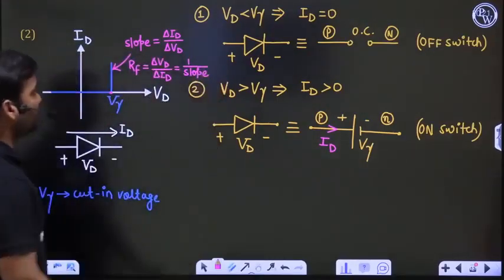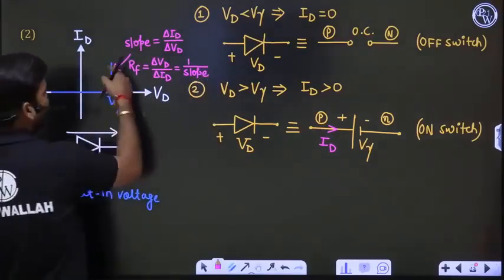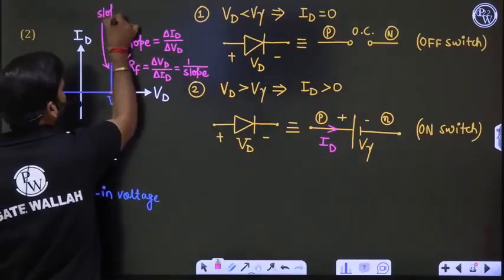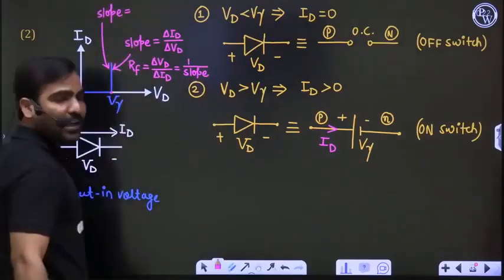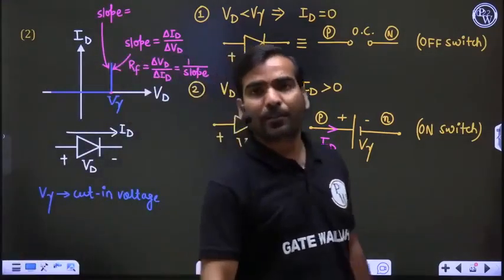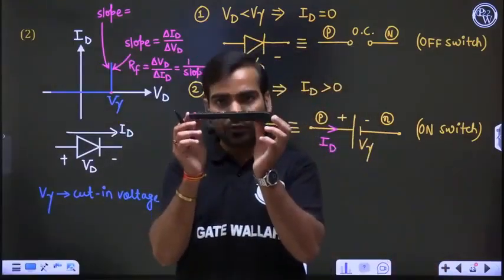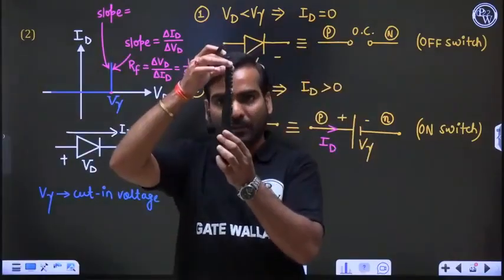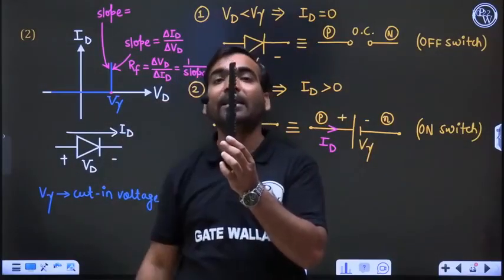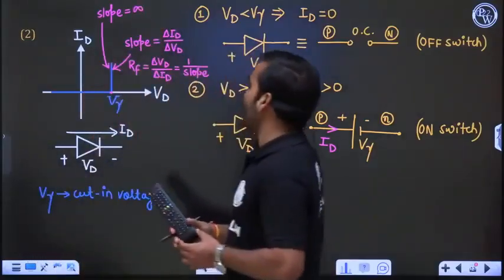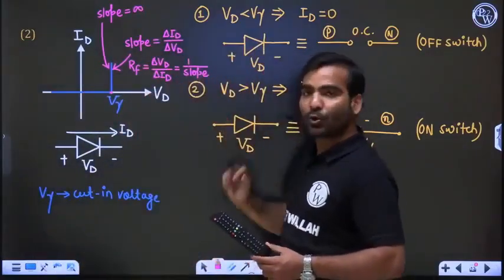Now, what is the slope of this line? Vertical line. In the 9th class, we have studied that a horizontal line like that has zero slope, and the line which is vertical has infinite slope. Slope is equal to infinite. Now, resistance is 1 upon slope.